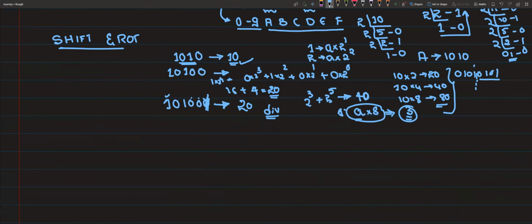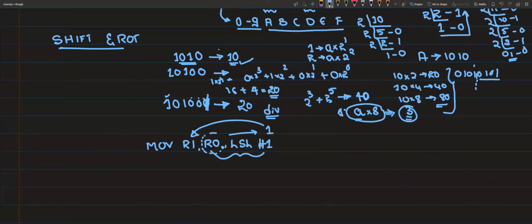So here there are some examples given in your notes. First is MOV R1, R0, LSL #1. Here what it is doing: whatever content we have in R0 will be left shifted by 1, and the result will be moved into R1.